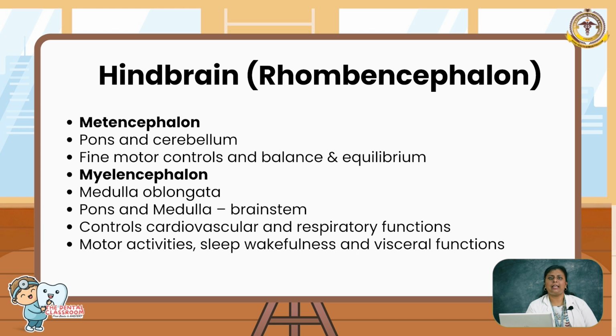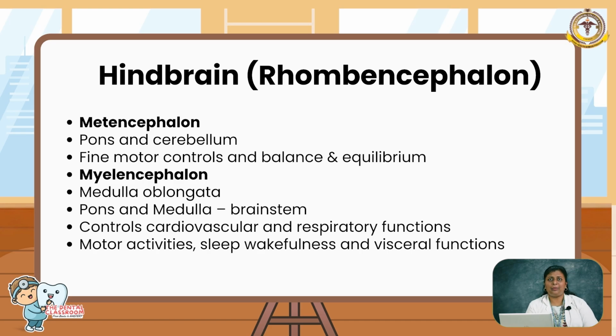Then the myelencephalon is mainly about the medulla, that is the medulla oblongata. This pons and medulla together are called the brainstem. So in order to say, the brainstem is the main center for all your cardiovascular and respiratory functions. So your motor activity, sleep wakefulness and visceral functions are controlled by the cerebellum. So what are the functions of this brainstem? As I told, all the nuclei for respiration and cardiovascular system are located here. It controls the respiratory function, the cardiovascular function, and blood vessels, and the cerebellum controls the posture and equilibrium balance. So that is about the brainstem functions.